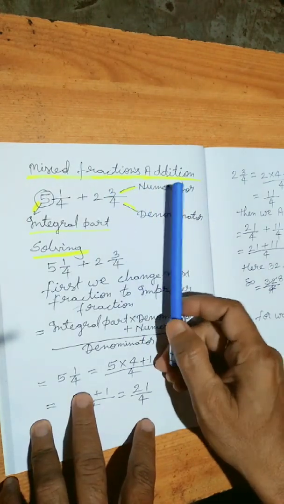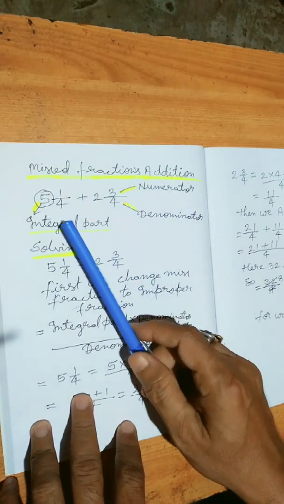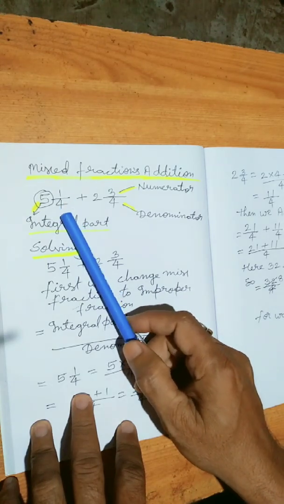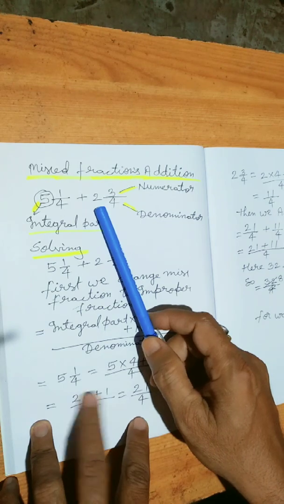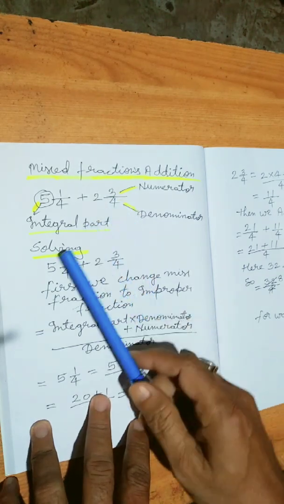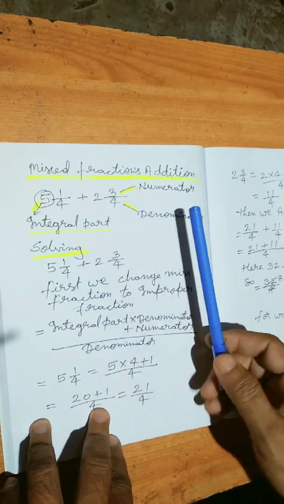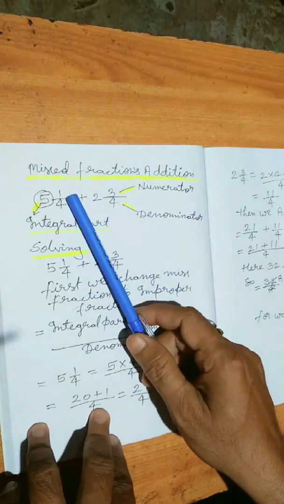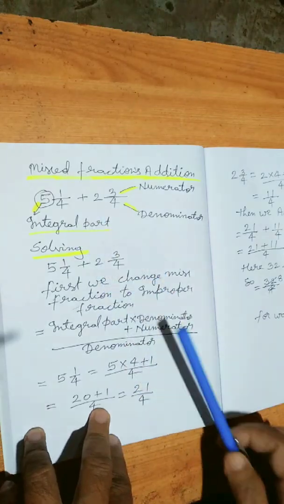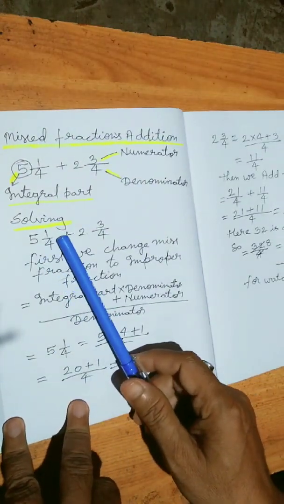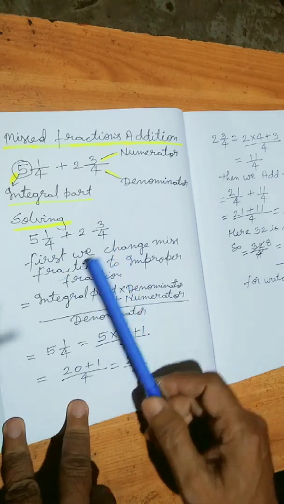Mixed fractions addition. Here 5 integral part 1 by 4 plus 2 integral part 3 by 4. Here 5 is the integral part, 1 is the numerator and 4 is the denominator. Now solving 5 1 by 4 plus 2 3 by 4.